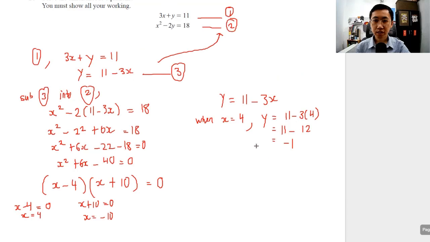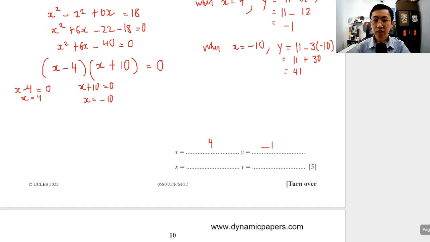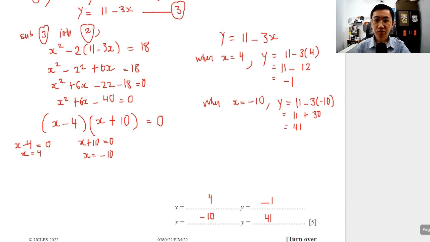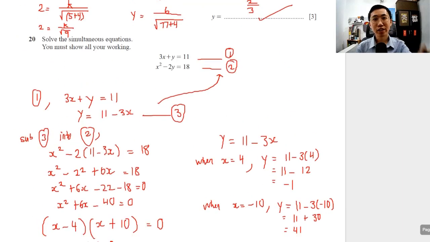Proceed. One more time. When x equals minus 10, what is your y value? y value is 11 minus 3 times negative 10. Okay, expand. So here you get plus 30. That's how you get 41. So we already found when x equals negative 10, y value is going to be 41. That is the final answer for this question number 20.